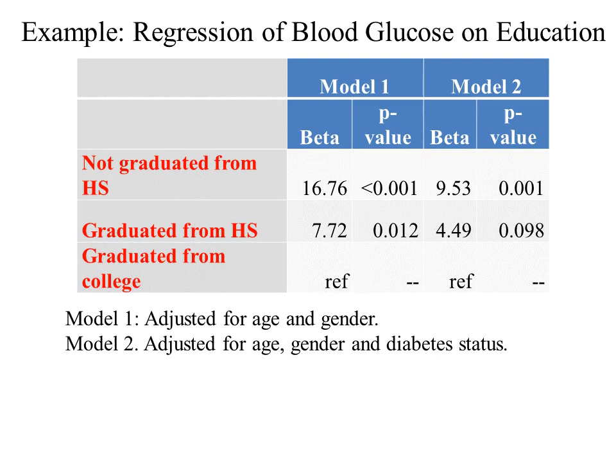The inclusion of diabetes status made the association between education and blood glucose in Model 2 results weaker than that in Model 1 results. The estimated average difference between those who have not graduated from high school and those who have graduated from college became smaller, and so did the average difference between high school graduates and college graduates, and p-values for those coefficients became larger.